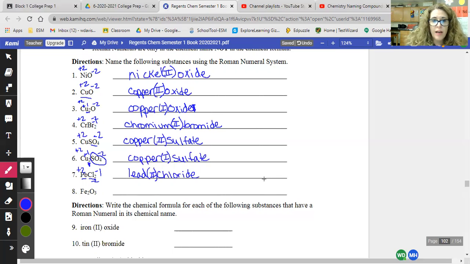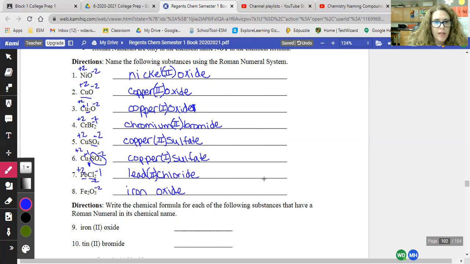Now let's look over here. I have Fe, according to table S, that is iron, and oxygen becomes oxide. And now I look at the periodic table. Iron has more than one oxidation state, so it needs a Roman numeral. My job is to figure out what the Roman numeral is using the negative charge from the periodic table for oxygen, which is -2.